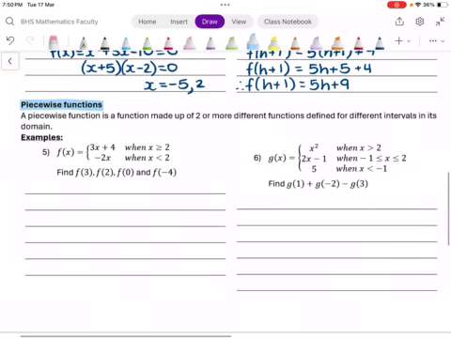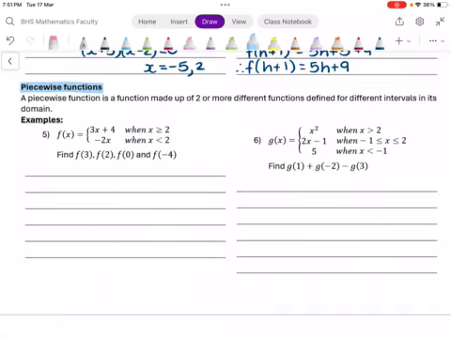What we have for our example is that f of x equals 3x plus 4 when x is greater than or equal to 2, and negative 2x when x is less than 2. And we're going to find f of 3, f of 2, f of 0, and f of negative 4. So the first thing we want to do is find f of 3.